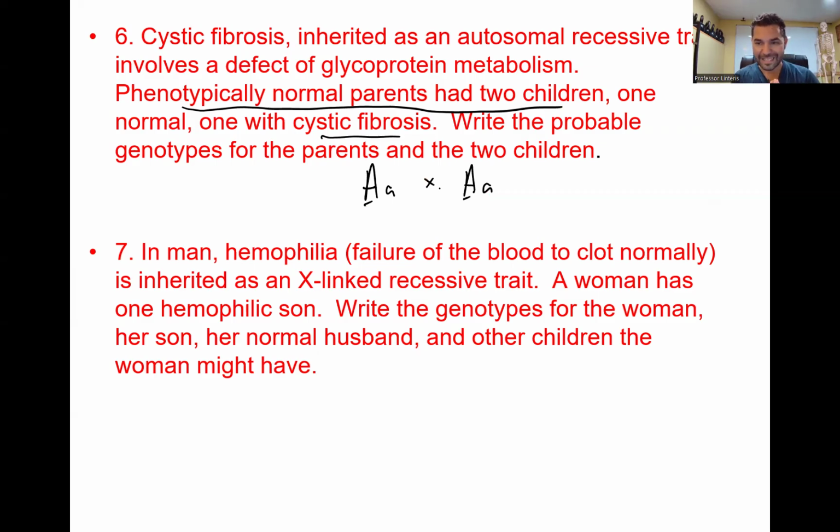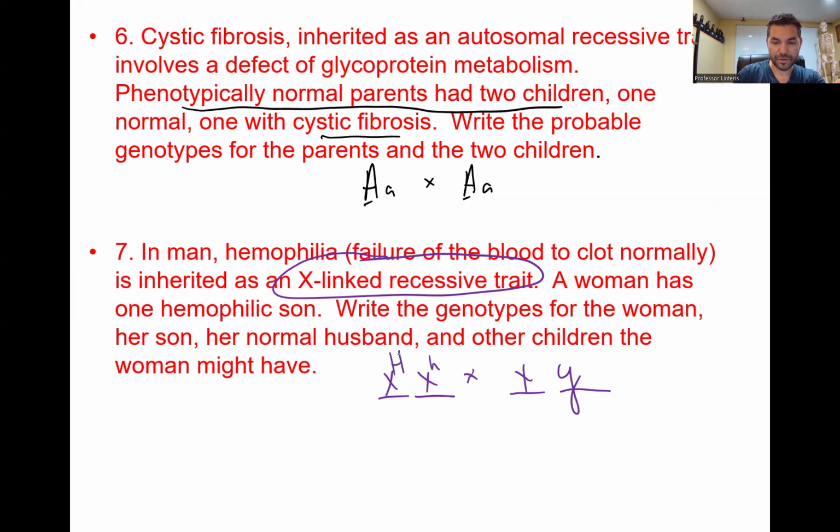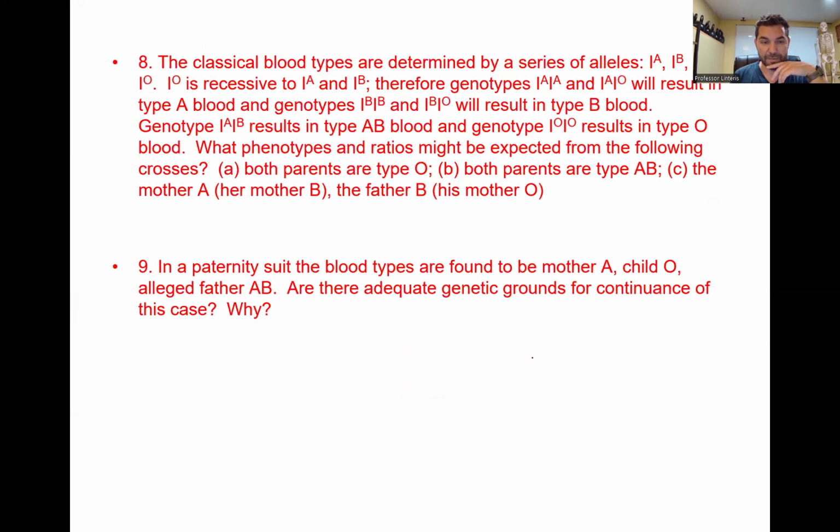Hemophilia, X-linked. That tells you that this is an X-linked problem. So the first thing you do, you draw your XX and your XY respectively. And then hemophilia H, right? X-linked recessive. A woman has one hemophilic son. So she's got the little h. We're assuming she's normal, right? And her husband's normal. So you would do that, Punnett square it out, do your genotypes and phenotypes.